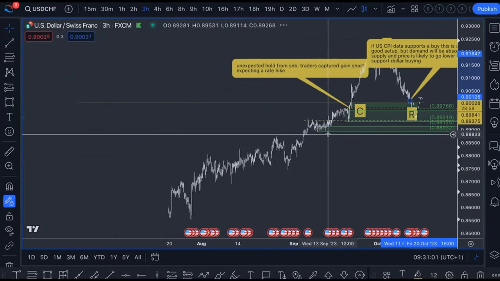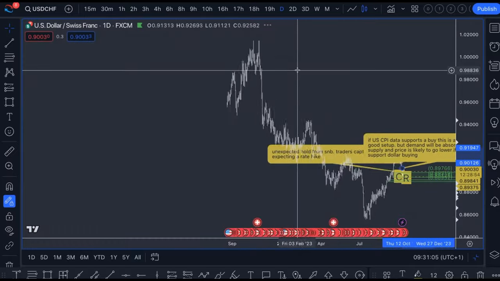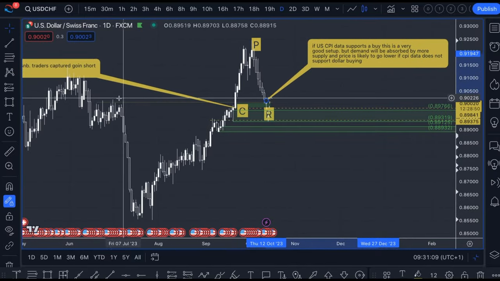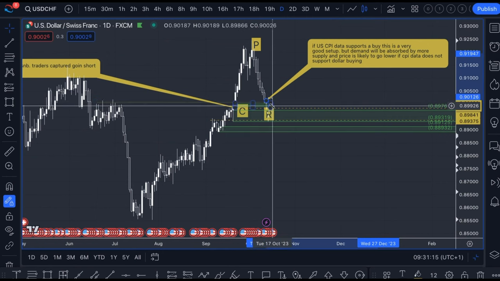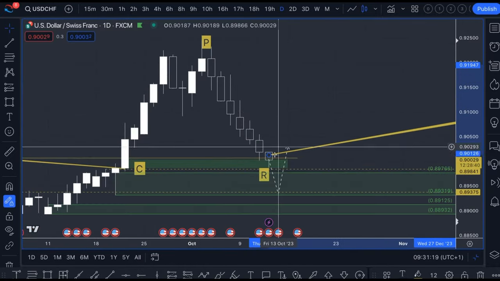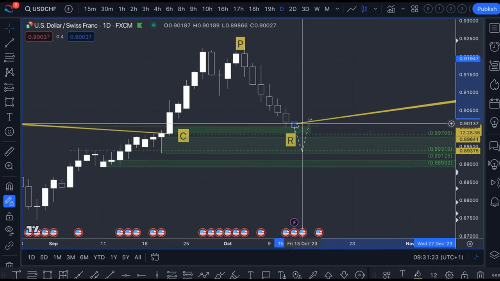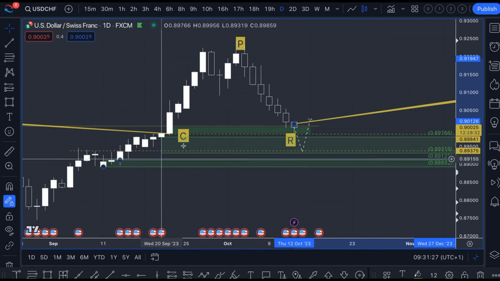Also as well, this area here, and if you zoom out on the daily, we've got some decent area that has been traded from a support and resistance perspective. So daily resistance there, turning into the potential for daily support in this area as well. So we've got an intraday CPR, daily support. We've got some demand zones just below it.